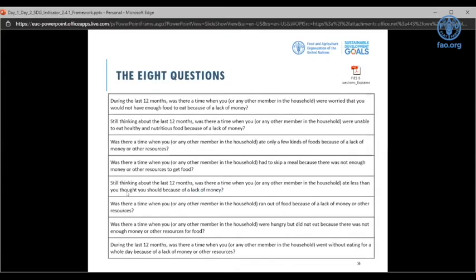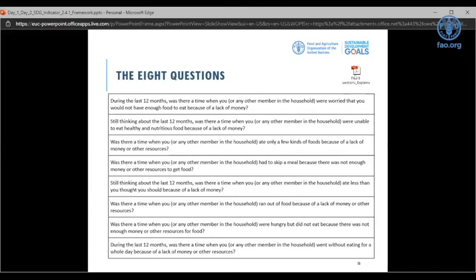Now, here are the 8 standard FIES questions that are used to collect data on the food insecurity of the household. Again, I will refrain from going into the detail of explaining each question. A comprehensive explanation on what this question entails, what is the concept, what is the meaning behind these 8 questions is given in the PDF file that is attached to this presentation.